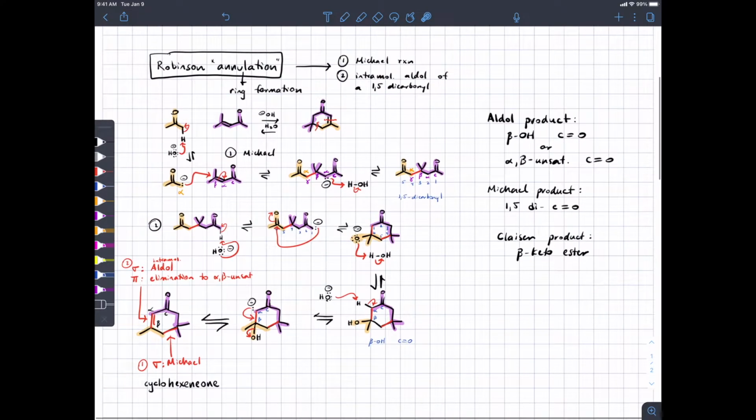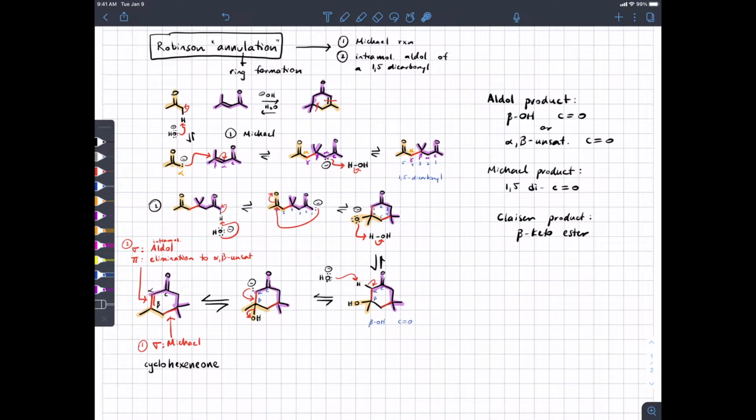And as we've been building up our expertise on these reactions, I've told you to pay attention to structural patterns in the products because that will help you recognize what reactions led to those products. For example, we've said that a product of an aldol reaction is either a beta hydroxycarbonyl compound or an alpha beta unsaturated carbonyl compound, depending on whether you do the elimination of the OH group. We've said that the Michael product is a 1,5-dicarbonyl compound, and then that the Claisen product is a beta ketoester.